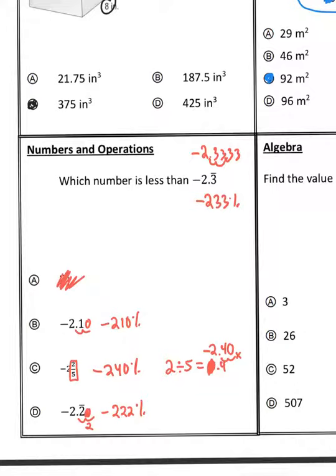Now, remember the rule for negatives. When they're negatives, think in reverse. So, if I want to find the one that's less than negative 233%, it's got to look bigger. And the one that looks bigger is C. So negative 240% is less.